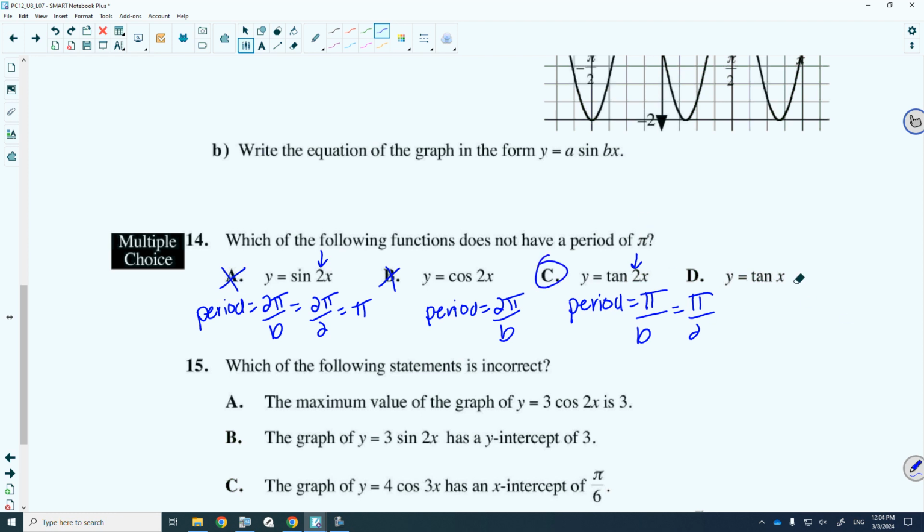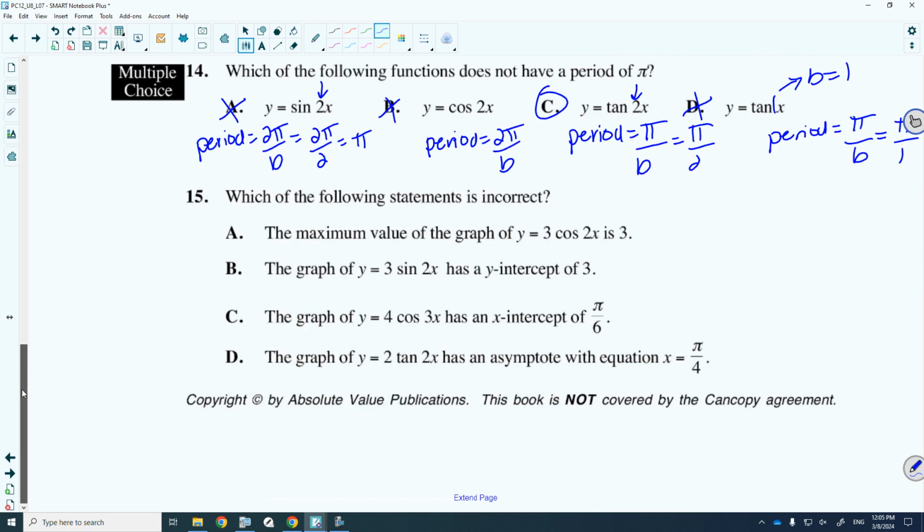Let's check this one though. The b value is 1 here. The formula for period is equal to pi divided by b, pi over 1. This guy has a period of pi, so D is not the answer.